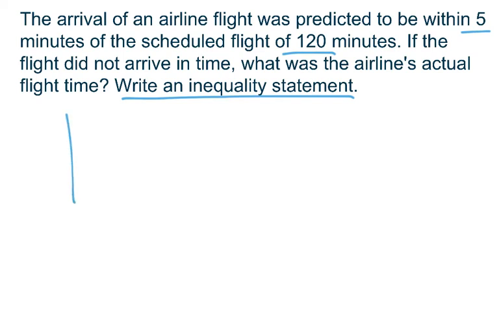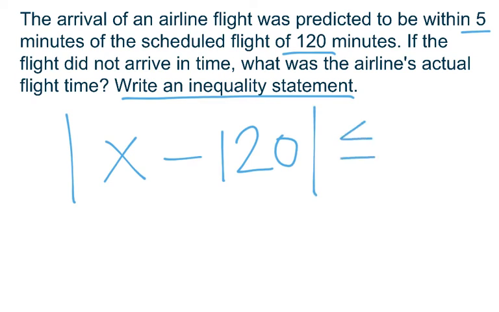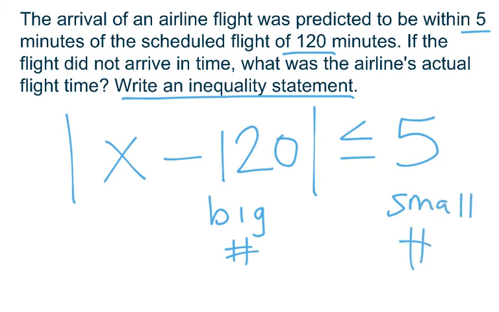So here's what we do. It's going to be X minus the value that you want to happen. So you want the scheduled flight to be 120 minutes, less than or equal to, but it needs to be within 5 minutes. So that's your tolerance. This is what I was saying before: always put the big number from the problem right here and put the small number right here. Always make sure there is a minus sign and make sure it's less than or equal to, and you're good.